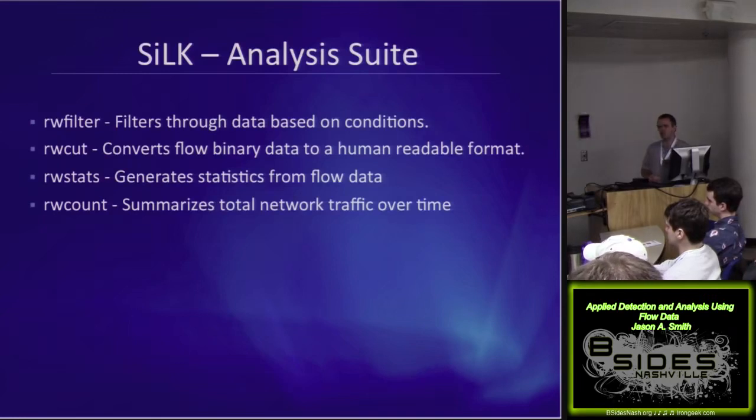The SiLK analysis suite: I'm going to talk about rwfilter probably the most because it actually filters through the bulk of the data. So when you say, what data do I want, rwfilter is how it goes and gets it and says, this is only the data that you requested, or the data you requested not be here. rwcut converts what it gives you into a human-readable format. SiLK uses all these binary formats just because that's the quickest way to do these things.